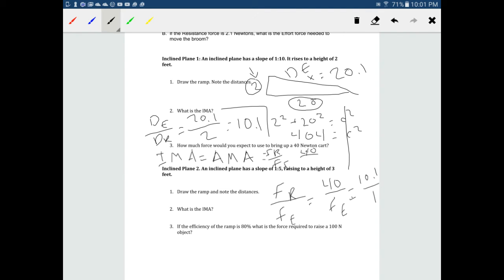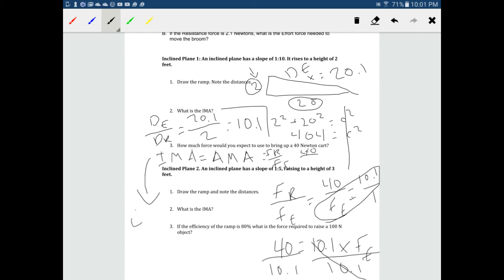Okay, so now we're going to use our cross multiplication technique, and we're going to say 40 equals 10.1 times FE. Hopefully that was readable right there. We're just going to simply divide both sides by 10.1. That'll cancel out. Let's see what 40 divided by 10.1 is. 40 divided by 10.1 equals 3.96. I'm going to have to round it to exactly 4.0.